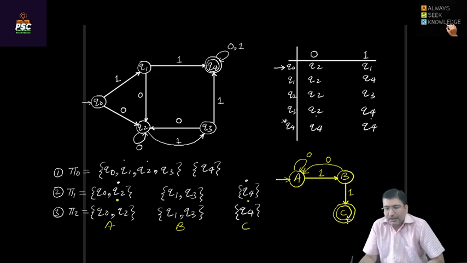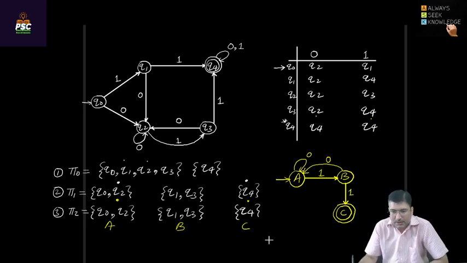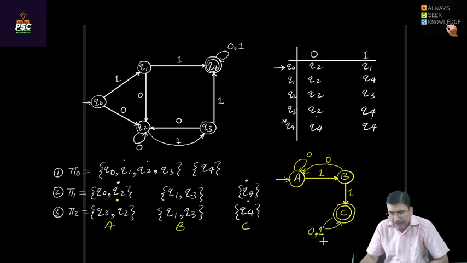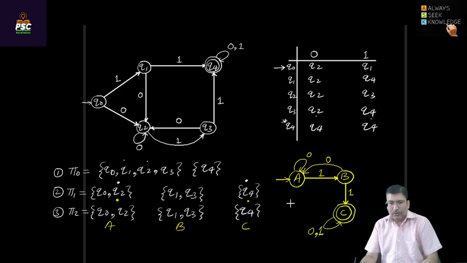Now let's write the transitions for C. C means Q4. Q4 has a self loop for both 0 as well as 1. So this automata, which was initially having 5 states, after minimization will have only 3 states. I hope the minimization of automata is clear.